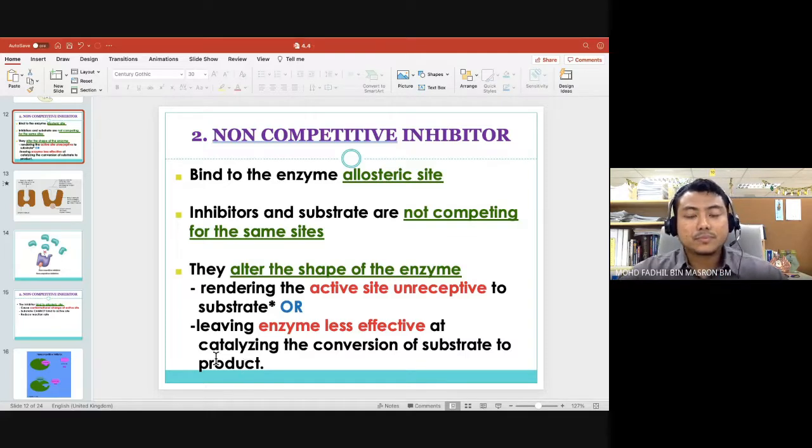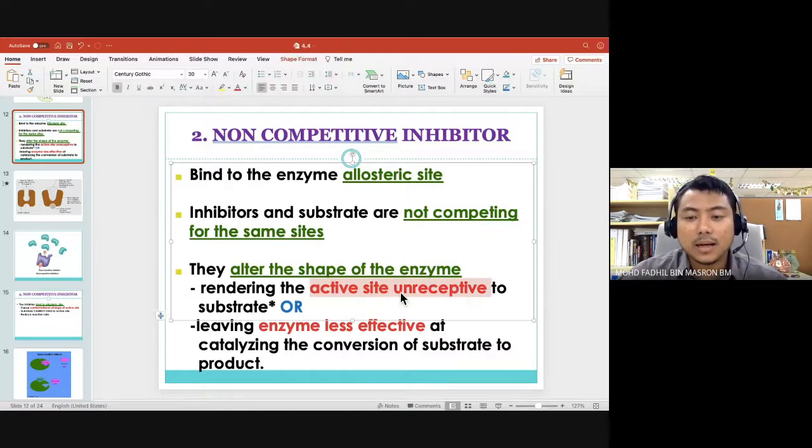Maksudnya, bila inhibitor bind dekat allosteric site ni, okay, so dia akan ubah bentuk active site tersebut atau dia ubah bentuk enzim tersebut sehingga menyebabkan active site ini unreceptive, tak boleh nak accept substrate itu, ataupun enzim itu menjadi less effective untuk catalyze the conversion of substrate kepada produk.